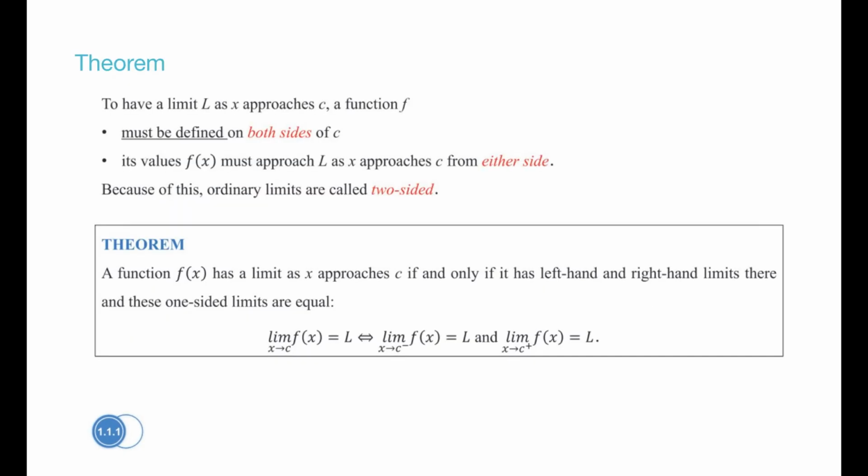Now we can state the main rule for two-sided limits. For a limit to exist as x approaches C, the function must be defined on both sides of C, and the function values must approach the same number from both directions. In other words, the left-hand limit and the right-hand limit must be equal. But if the two sides are different, like in the previous example, then the limit does not exist.